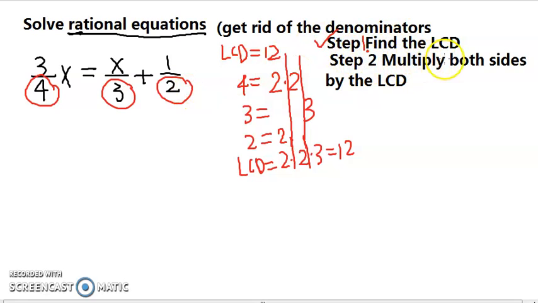Okay, so now, first step, found the LCD. Step 2, we got to multiply both sides by the LCD. We're going to take this 12 and multiply the left-hand side by 12. The right-hand side has 2 terms. We multiply each of them by 12. And since we need to multiply fractions, we're going to put 1 underneath. So we're going to multiply a lot of fractions here. And we would recommend that you reduce first before you multiply straight across, because this will make the problem easier.